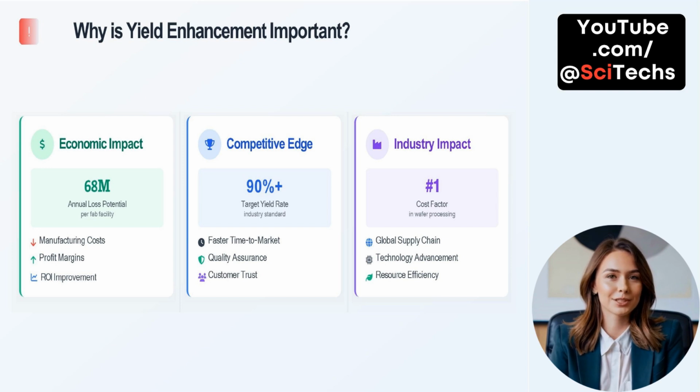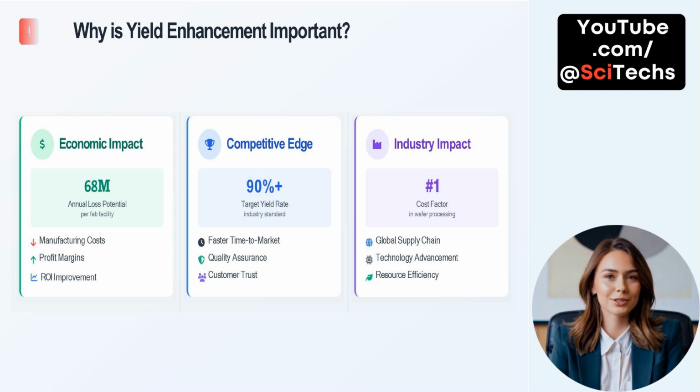Why is yield enhancement important? Yield enhancement is vital because it delivers a significant economic, competitive, and industry-wide impact. From an economic standpoint, poor yield performance can lead to staggering losses, up to $68 million annually per fabrication facility. By improving yield, manufacturers can reduce overall manufacturing costs, expand profit margins, and see better returns on investment. Competitively, companies strive to achieve yield rates above 90%, the industry benchmark. Achieving this level provides a faster time to market for new products, ensures stringent quality assurance, and builds trust with customers by delivering reliable and consistent performance.